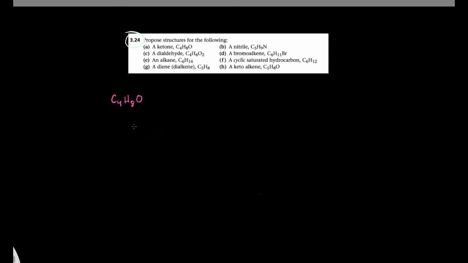if we have 4 carbons, we can put them in a row like this. And it's a ketone, so let's just make this a ketone. Let's put the C double bond O here, and then count the number of hydrogens. 1, 2, 3, 4, 5, 6, 7, 8. So this is a match. So that's A. Let's look at B.